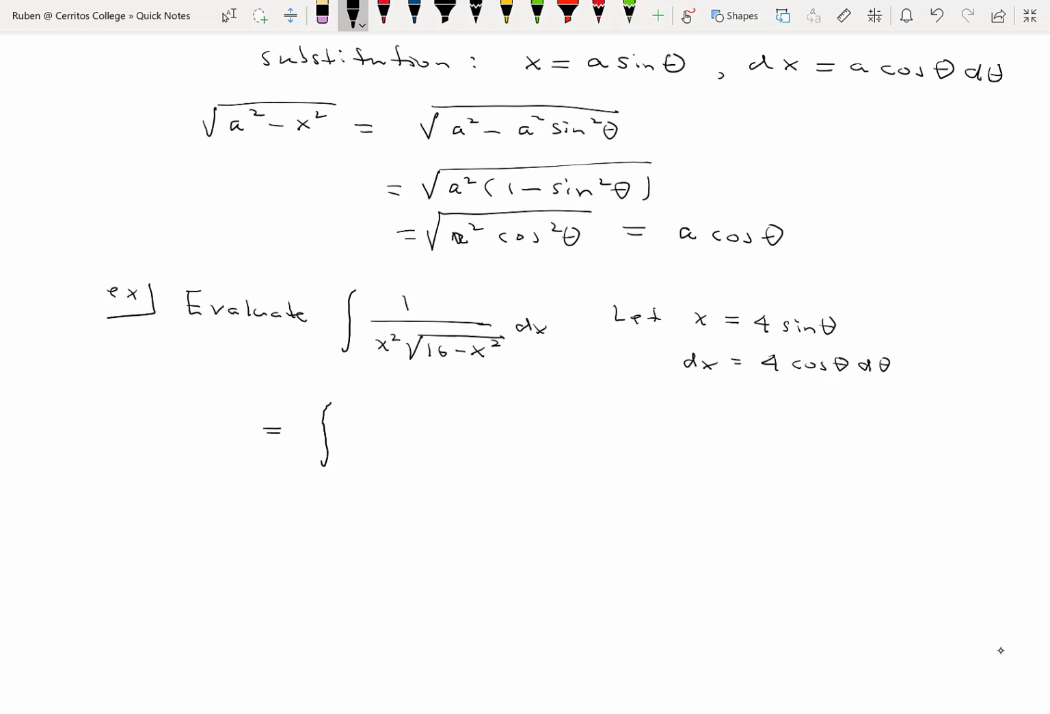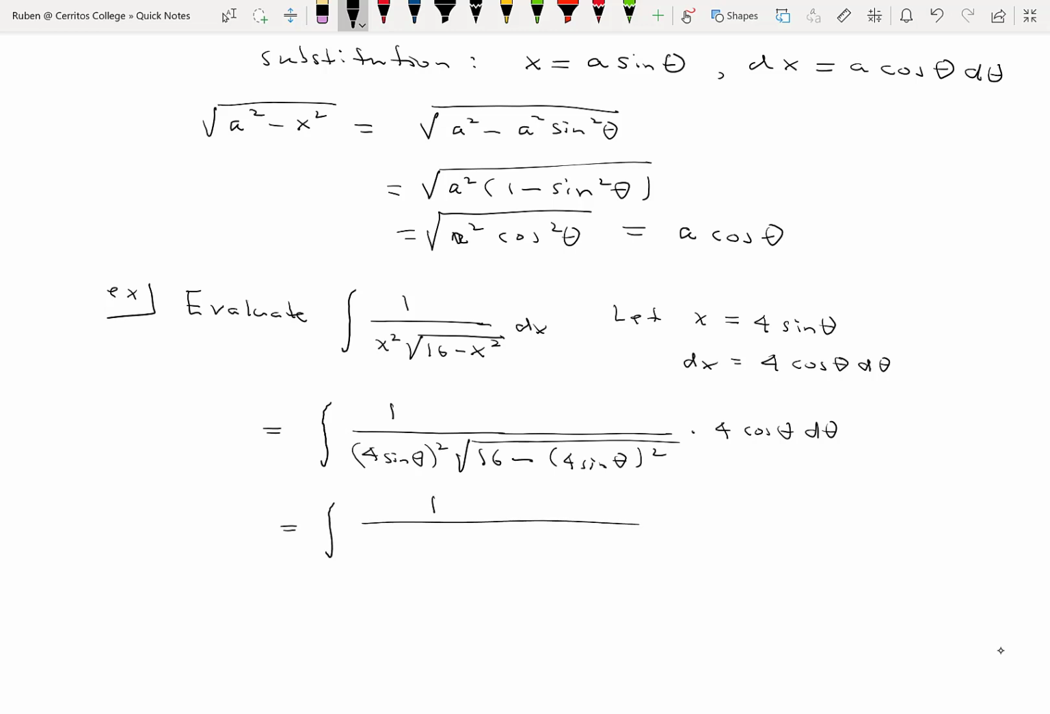Then we make the substitution. We're looking at 1 over x, 4 sine theta, squared, square root of 16 minus x squared, 4 sine theta squared. Not dx now. Dx is replaced with 4 cosine theta d theta. So don't just replace the dx with d theta. We have to replace dx with whatever the substitution tells us dx is. Okay, so let's go ahead and simplify.